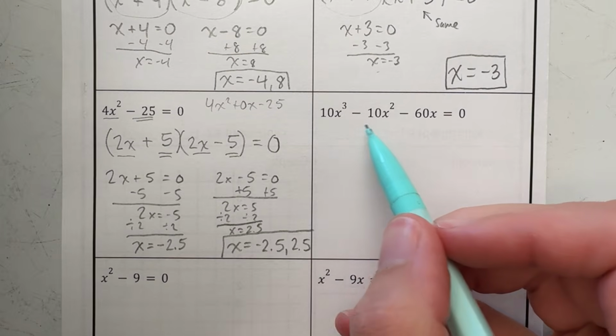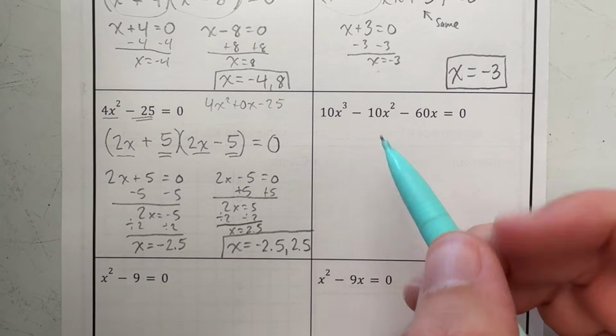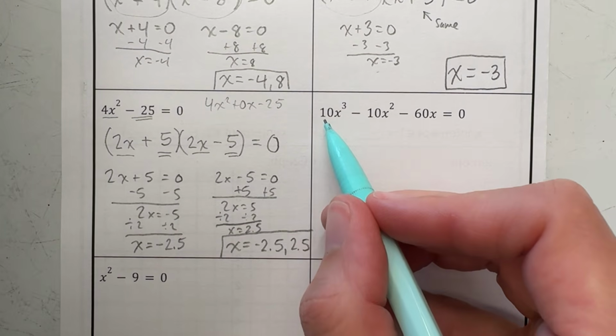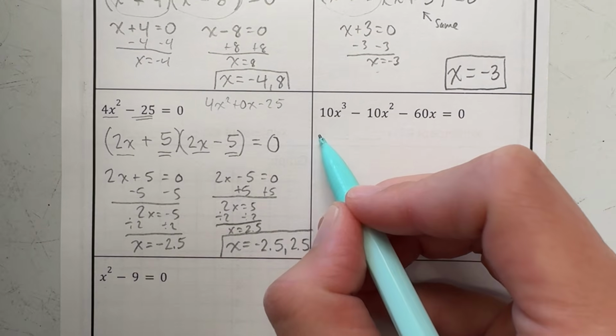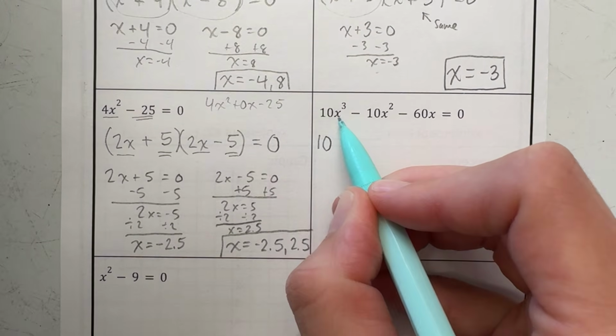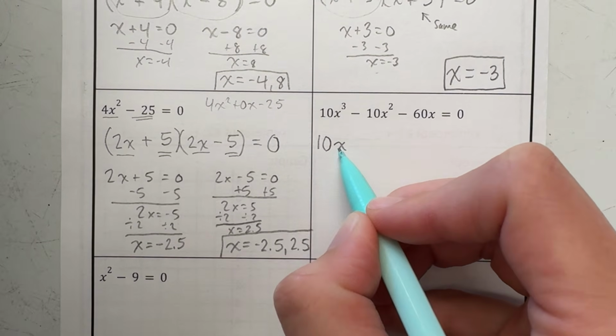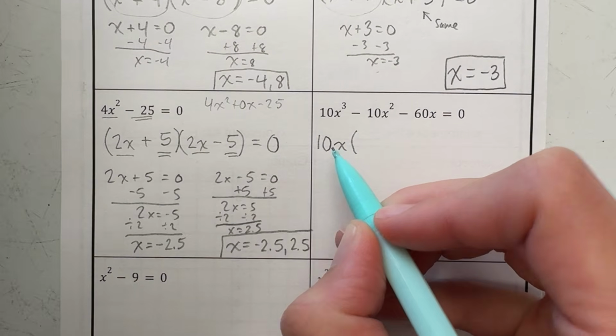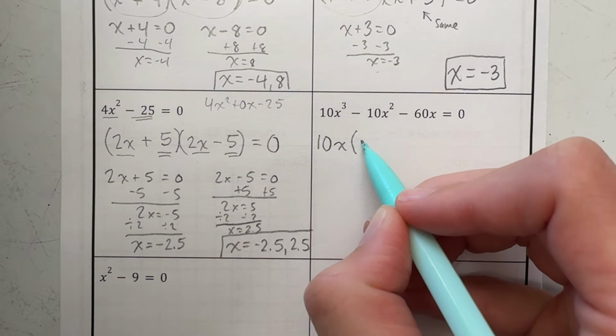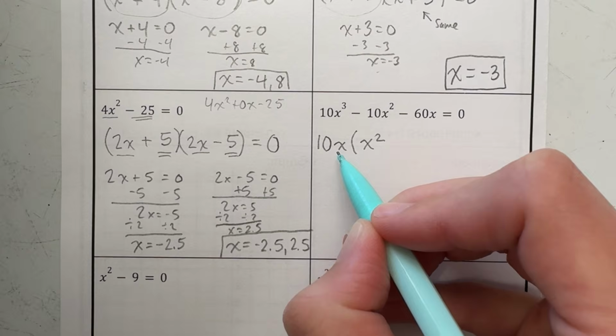I'm first asking myself, is there a GCF? And here, you know what? There is a number that divides 10, 10, and 60, and that number is 10. And the other thing I notice is that they each have an x. So I'm going to pull out a 10x. 10x times what is 10x to the third? That would be x squared.